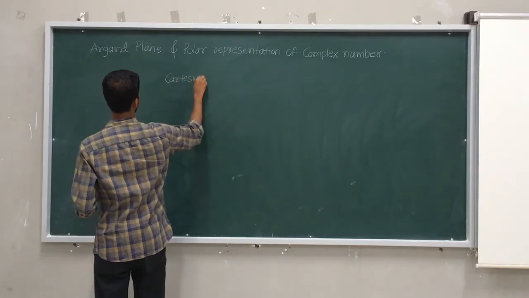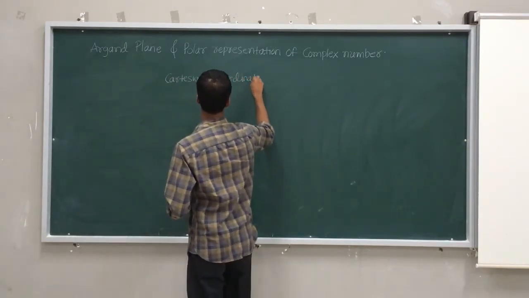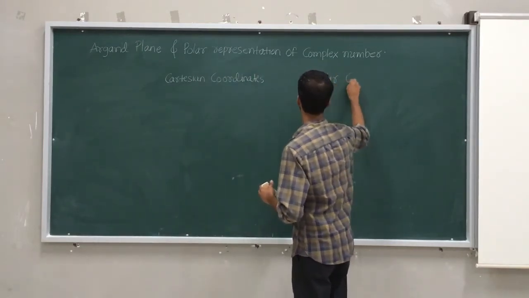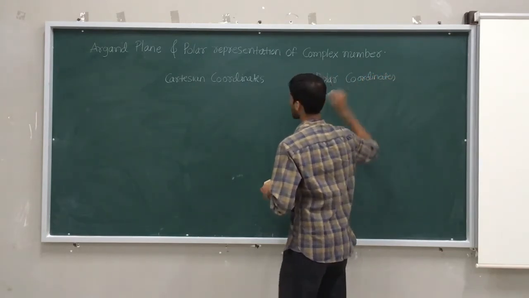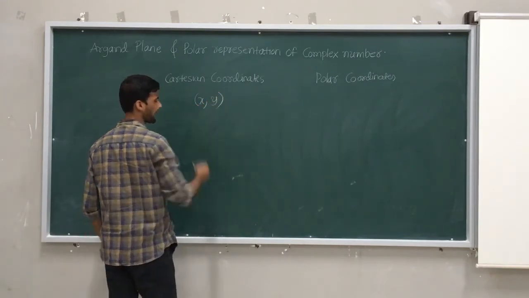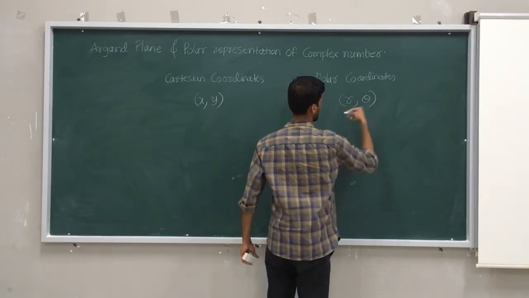Cartesian coordinates. And the second one, polar coordinates. Cartesian coordinates are given by x comma y, and polar coordinates are given by r comma theta.